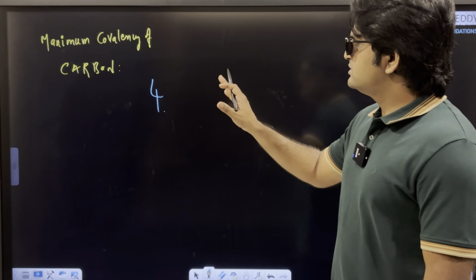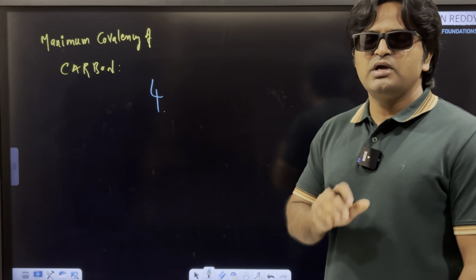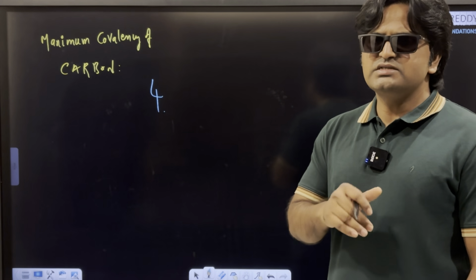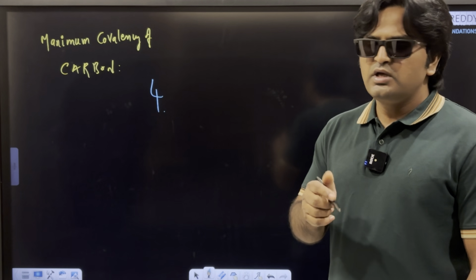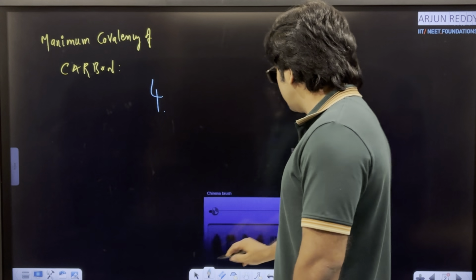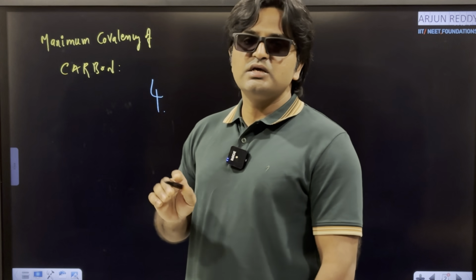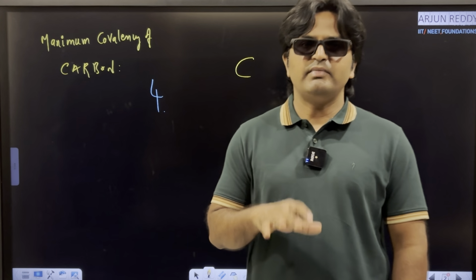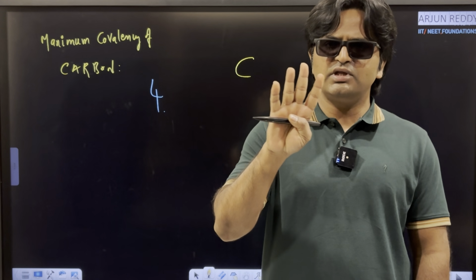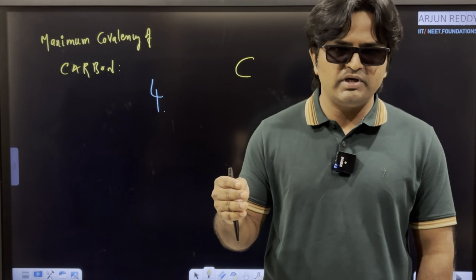First of all, what is the maximum covalency of carbon atom? Maximum covalency is 4. What is the meaning of maximum covalency 4? It means around the carbon atom we can arrange a maximum of 4 bonds. That's the meaning of covalency.